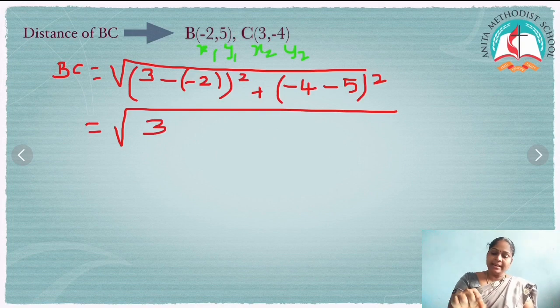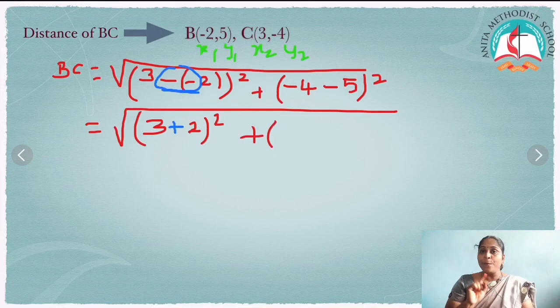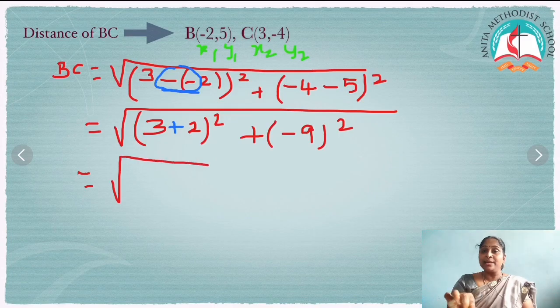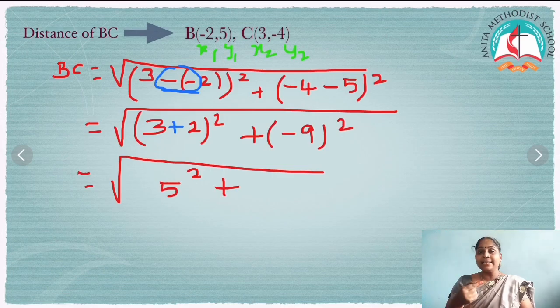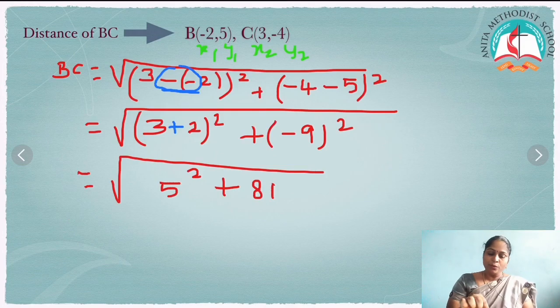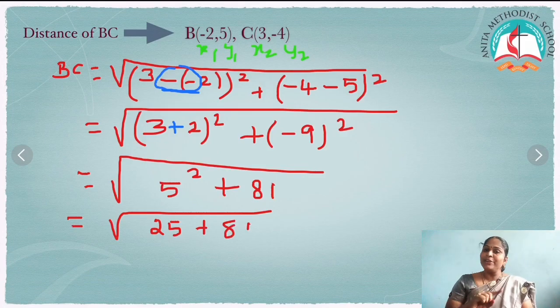Next, 3, this minus and minus is plus. So we can write plus 2 the whole square plus minus 4 minus 5. Minus 4 minus 5 becomes minus 9, the whole square. So 3 plus 2, yes it is 5 square, plus minus 9 into minus 9 is plus 81. So 5 square is 25, plus 81. 25 plus 81 is 106. This is BC.